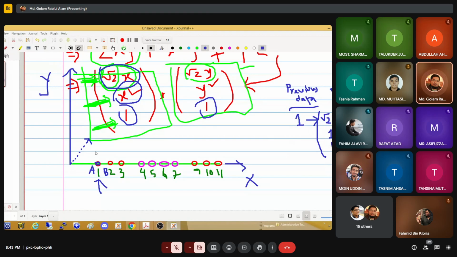So that means this data point 1 will be shifted in x direction. The shifting will be root 2. Root 2 is 1.414. So if we consider that this is 1, then 1.414 is nearly this point.